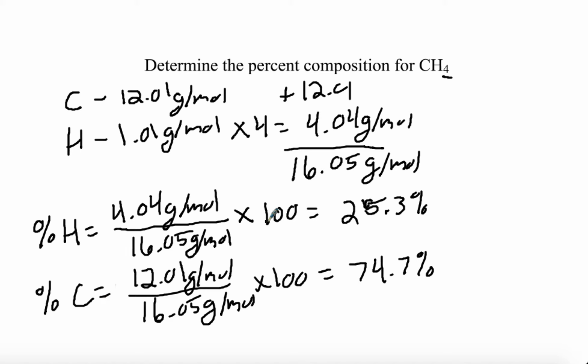An alternative way for the carbon, or basically for any of the final elements, is this: we know that if we're talking about the entire molecule, these percentages should add up to 100%. So we also could have just subtracted 25.3 from 100 to get the remainder for carbon. But that's really all there is to percent composition. Now we essentially know the breakdown of methane and how the elements contribute towards it.